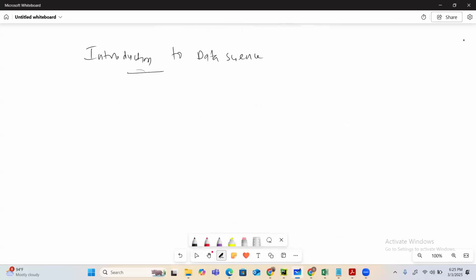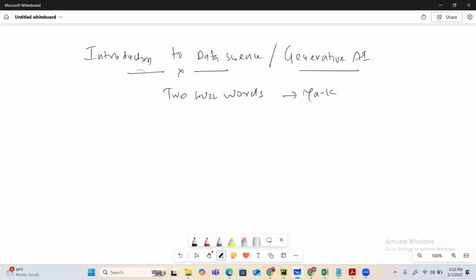Introduction to data science with generative AI. Generative AI and data science, these are the two buzzwords in the market. Yes or no? What is the difference between data science and generative AI from your perspective? Are both the same? It has some differences. Different or same?